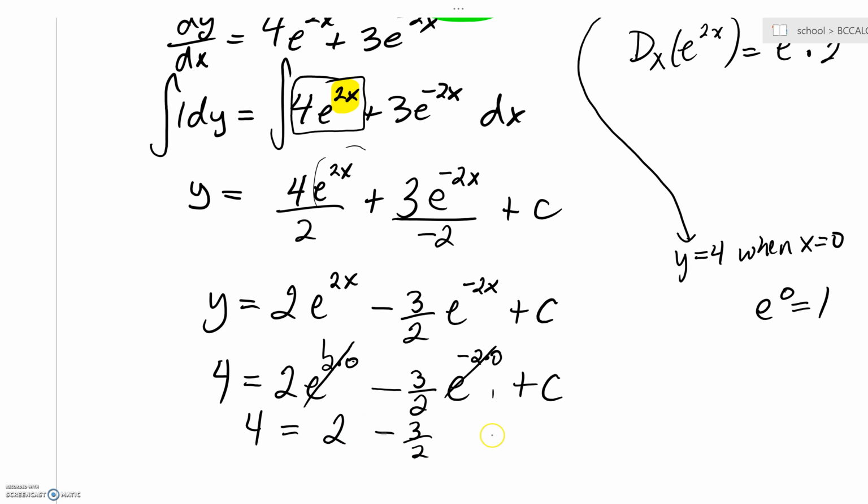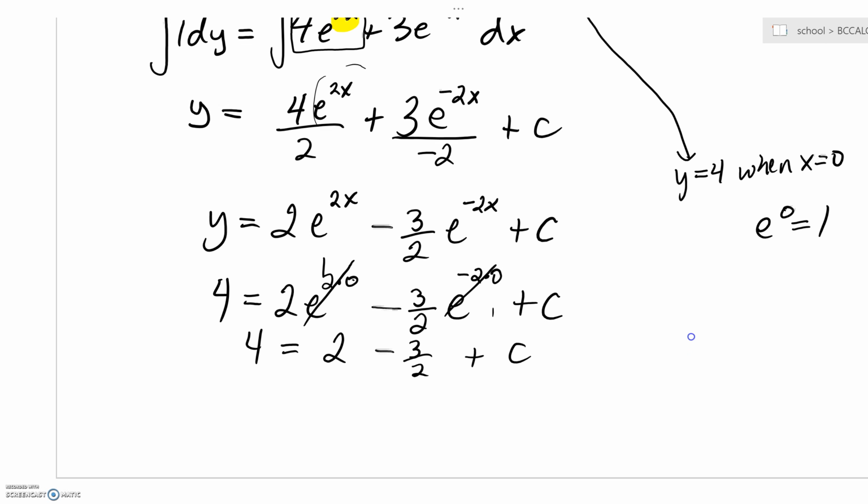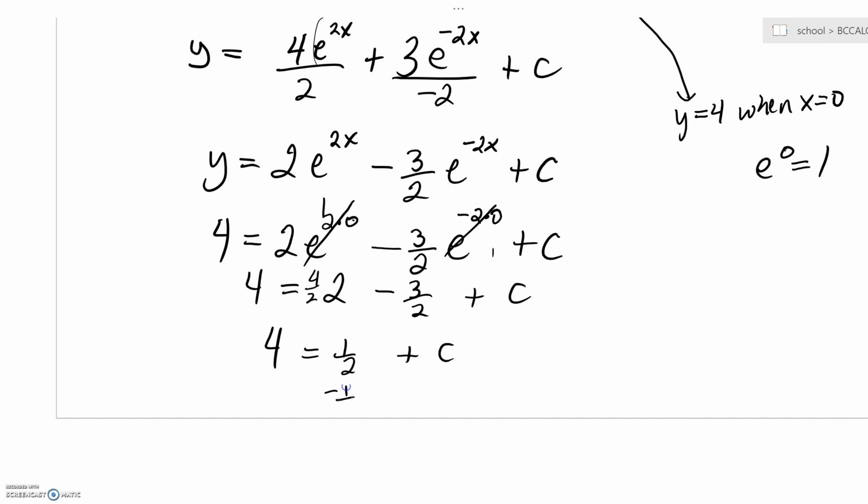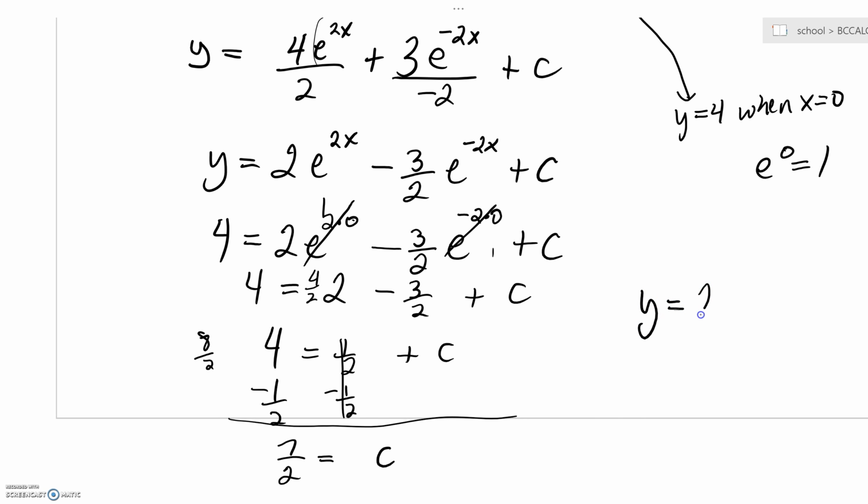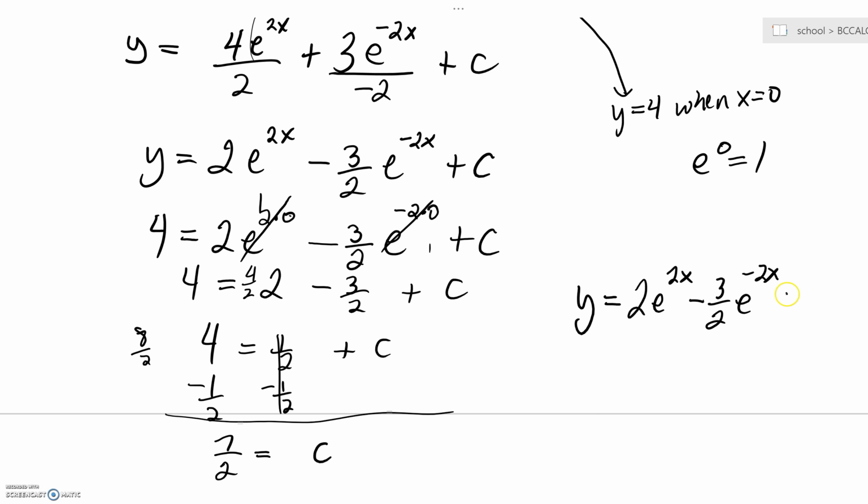We really are left with 2 minus 3 halves plus a constant. And a 2 is really 4 over 2. Plus negative 3 over 2 is just going to be a 1/2. So we could combine those like terms. Minus a 1/2 on both sides. A 4 is really 8 over 2, and 8 over 2 minus 1 over 2 is 7 over 2. And then we'd have a C. So at this point, we could say y is equal to 2 e to the 2x minus 3 halves e to the negative 2x, and then plus our C. Our C is just 7 over 2.